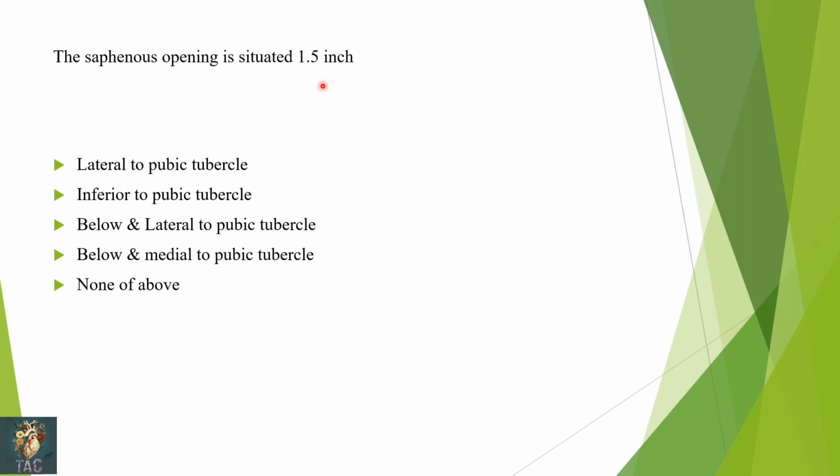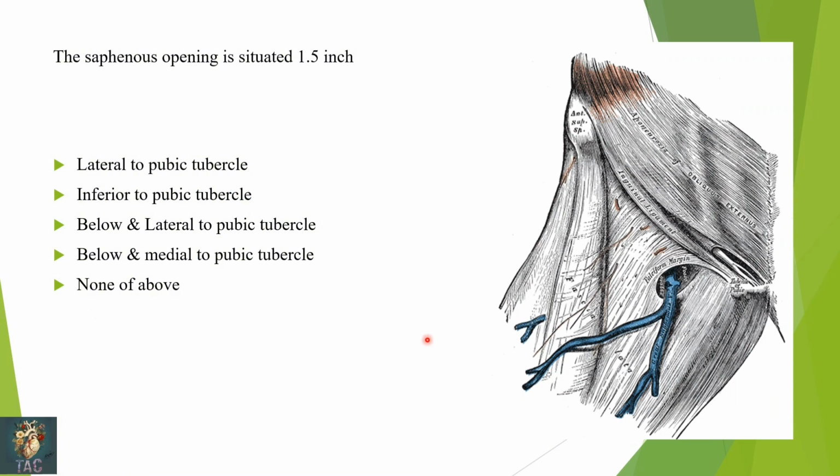The saphenous opening is situated 1.5 inch either lateral to pubic tubercle, inferior to pubic tubercle, below and lateral to pubic tubercle, below and medial to pubic tubercle, or none of above. So look at this diagram. This is the saphenous opening, and here is the pubic tubercle, and this is located below and lateral to the pubic tubercle. So C option is correct.